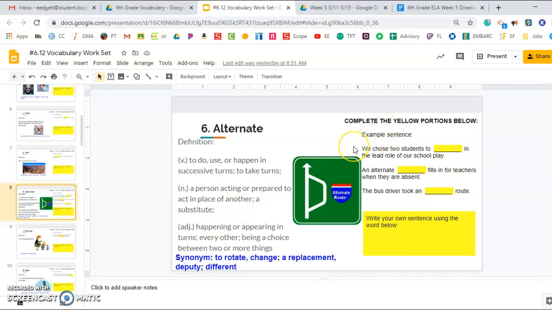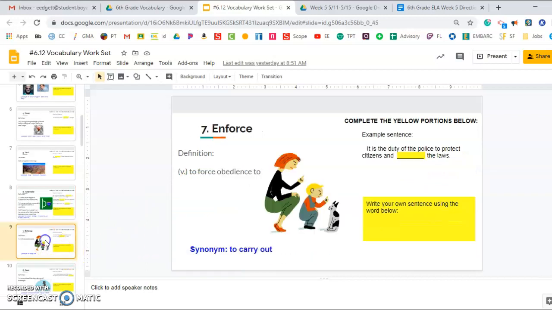All right, so here are some sentences. We chose 2 students to alternate in the lead role of our school play. So it says a verb. An alternate, oops, I did that wrong. You don't have to fill it in now. An alternate fills in for teachers when they are absent. The bus driver took an alternate route. So you can use any of the meanings or any parts of speech for this word.